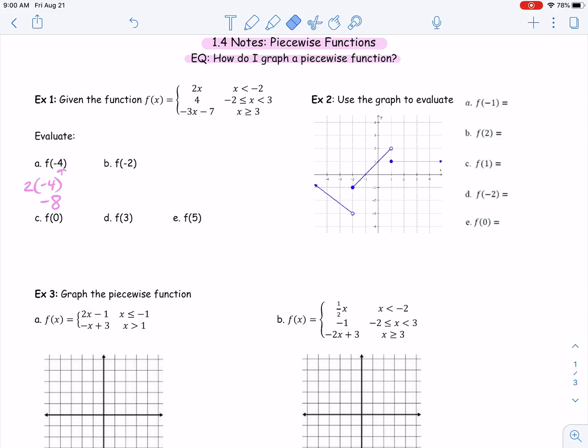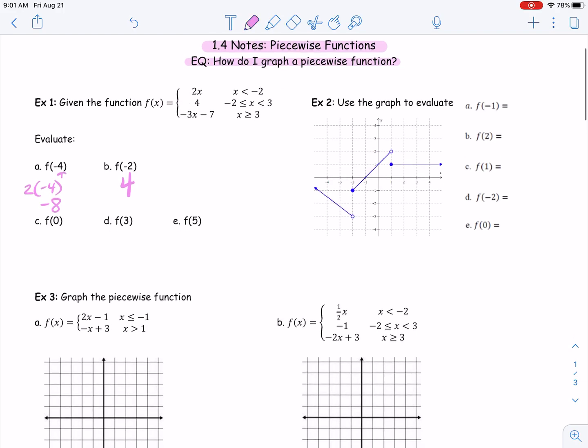Okay, now we'll go to the next one, negative 2. Well, I see negative 2 here and here in those domains, but which one is including negative 2? The second one. And that second one is just a constant. There is no x, so my answer is going to be 4 no matter what. So when x is negative 2, y is 4. When x is negative 1, y is 4. When x is 0, y is 4. When x is 1/2, y is 4. All the way up to that 3. Okay?